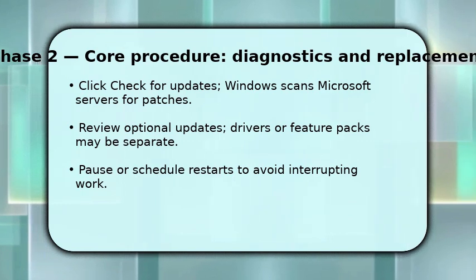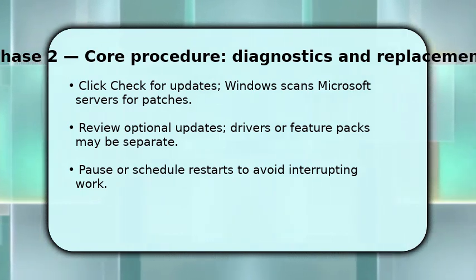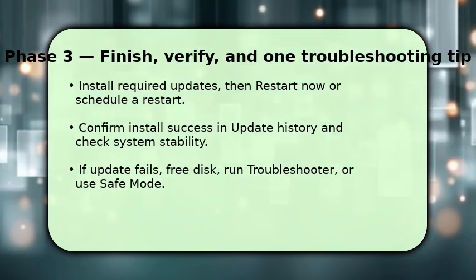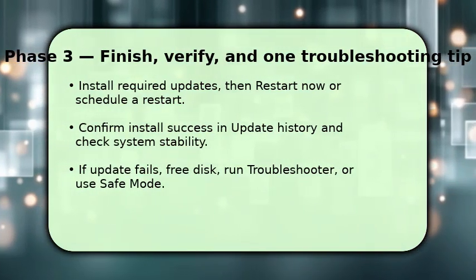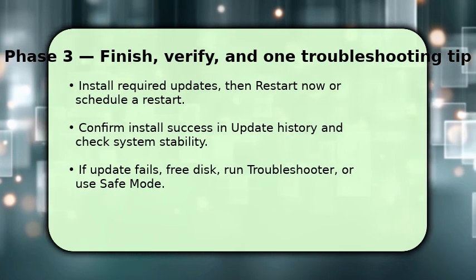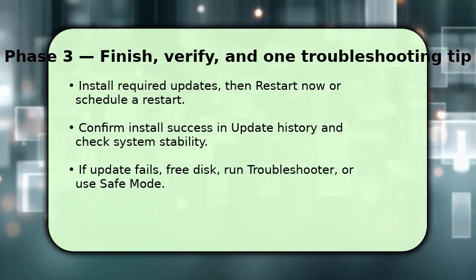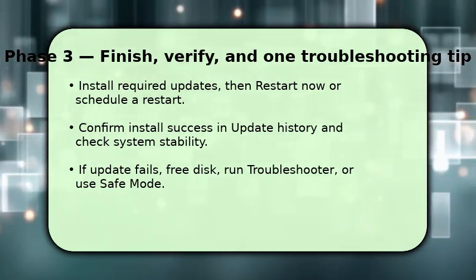After downloads finish, click Install and allow the system to apply changes. Some updates require multiple reboots. Once Windows restarts, you should verify success by opening Update History. Look for completed statuses and recent build numbers.